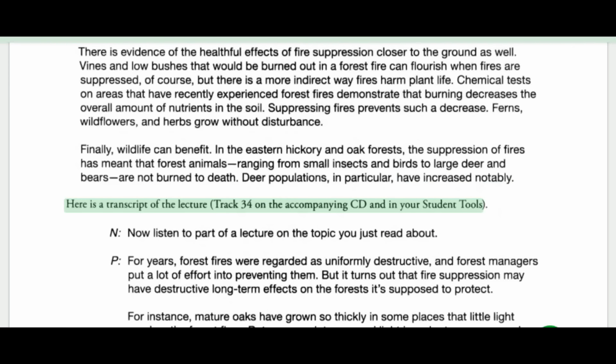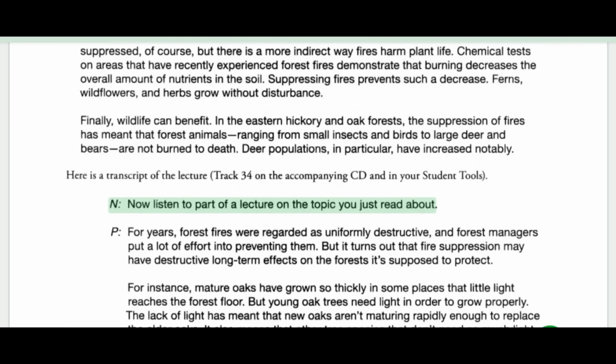Here is a transcript of the lecture, track 34 on the accompanying CD and in your student tools. And now listen to part of a lecture on the topic you just read about.